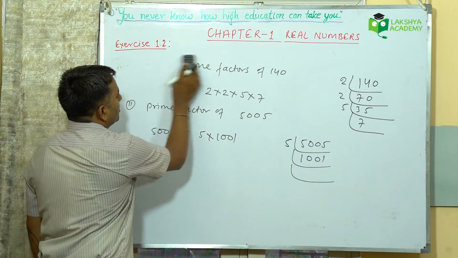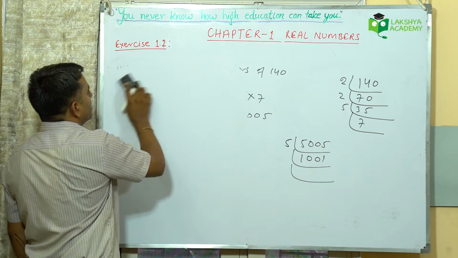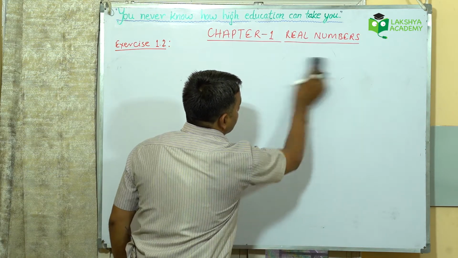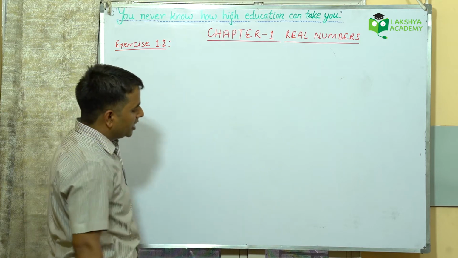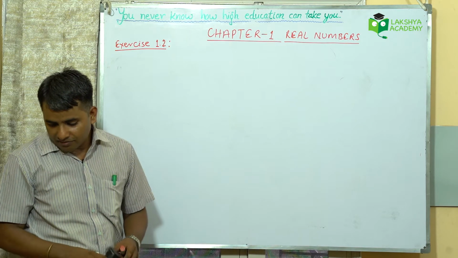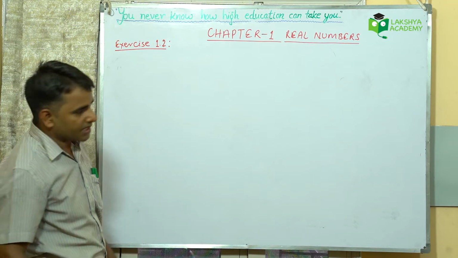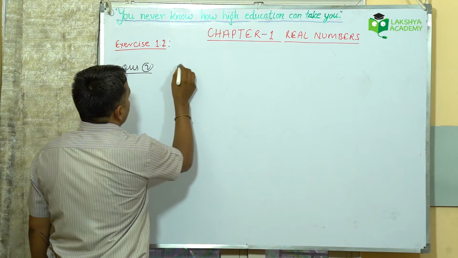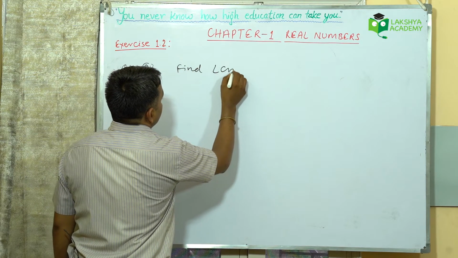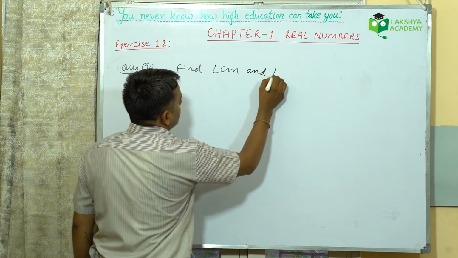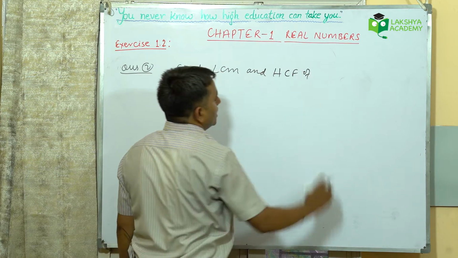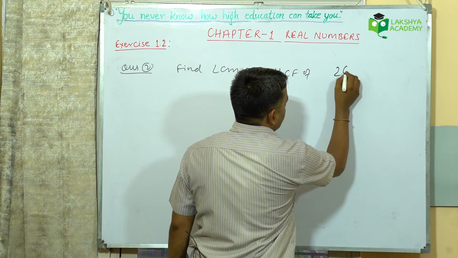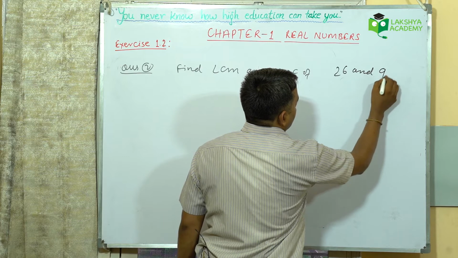Now see the application of the prime factors. The application of the prime factors is to find the HCF of the numbers and to find the LCM of the numbers. That is what we have learned in our previous classes also. Say for example, we need to find the LCM and HCF of, say, the smallest numbers 26 and 91.